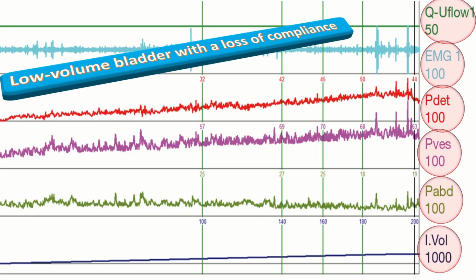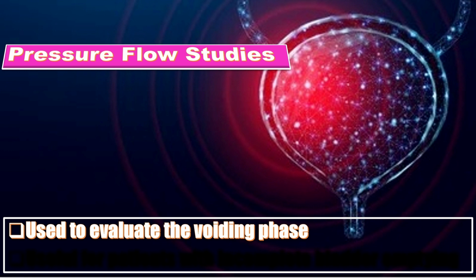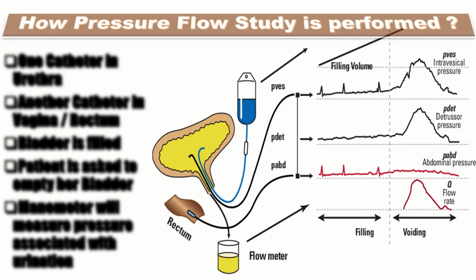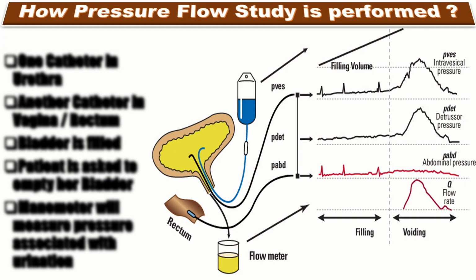Another component of urodynamics is pressure flow studies. These are used to evaluate the voiding phase and are useful for patients with incomplete bladder emptying. How is a pressure flow study performed? Because a pressure flow study is performed after the cystometric test, a small soft pressure catheter, that is a manometer, will already have been inserted into the patient's urethra.